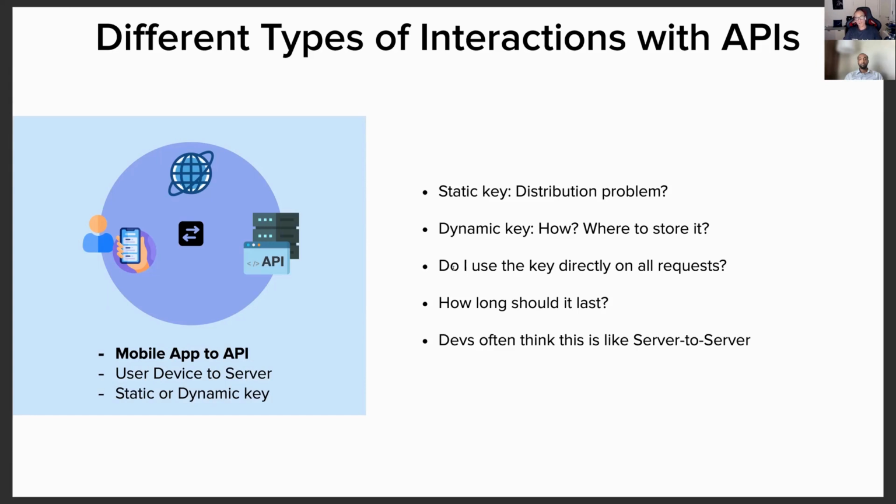If you use dynamic keys, how are you going to use them? Where are you going to store them? Do you use the key directly on all requests? How long should it last? And one thing that also happens often is that developers think about this case like a server-to-server case.